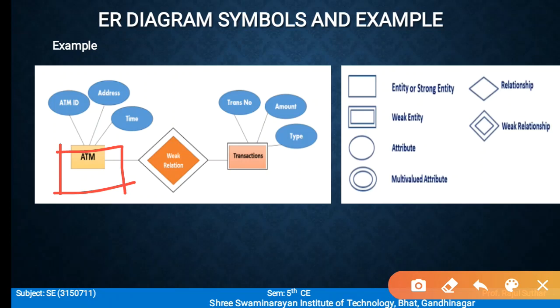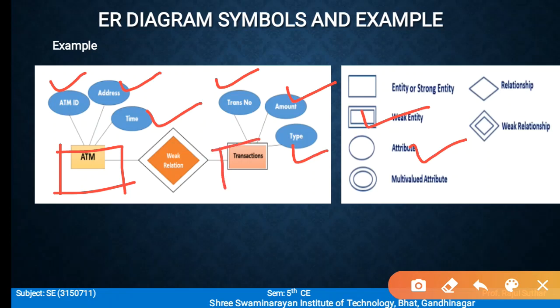Then attributes. Here are the attributes we are using. The attributes of ATM are the ATM ID, address and time, as well as the attributes of transaction, which are the number, amount and its type. Then the weak entity. Here the transaction is covered by a double line rectangle, so it is a weak entity.